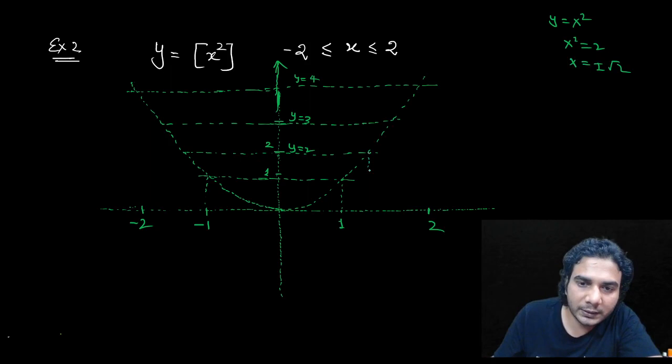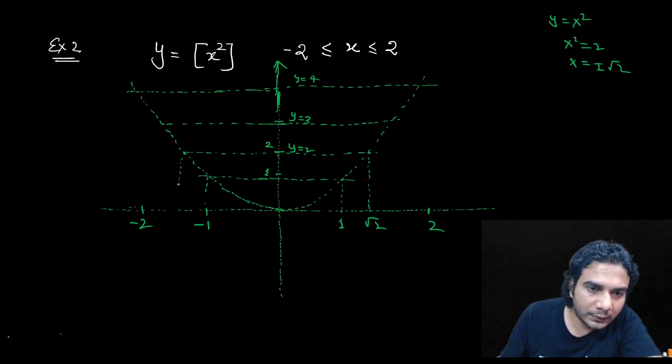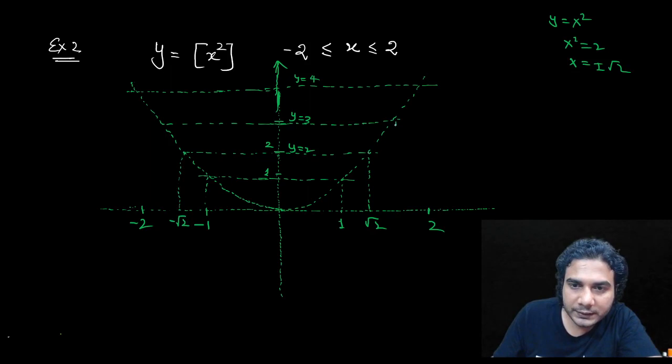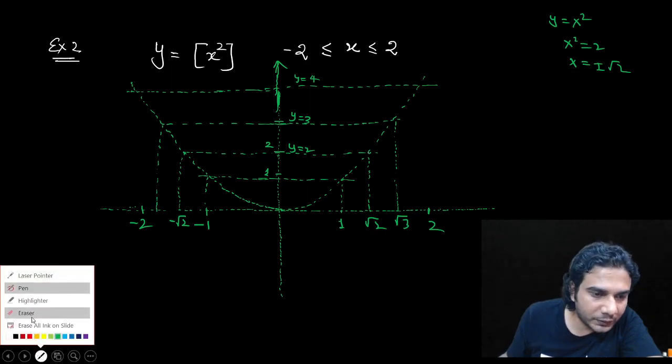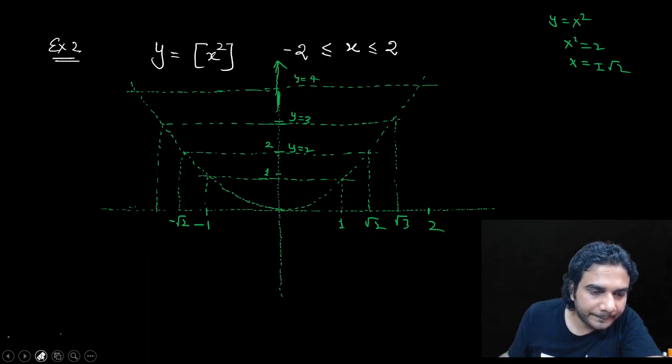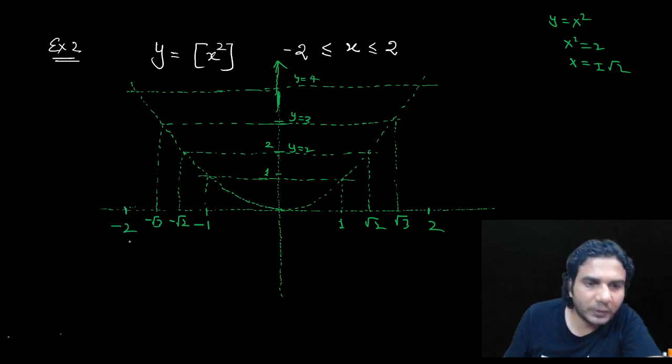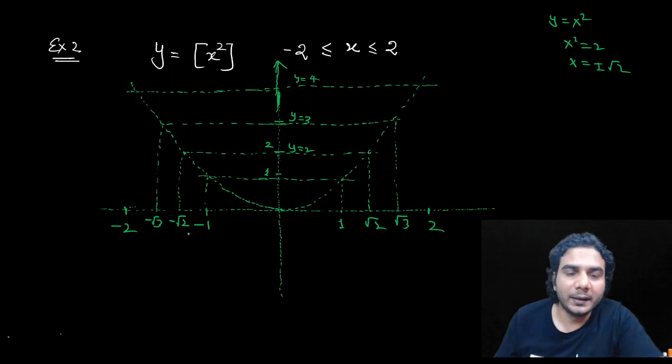That means this value is plus root 2, and the other value is minus root 2, right? Similarly, if you equate x square with 3, this value is going to be plus root 3, and the other value is going to be on the left hand side symmetrically, minus root 3. All right, we'll shift this minus 2 to the left hand side slightly. So this is going to be minus root 3 and then this minus 2. All right, now we are ready.